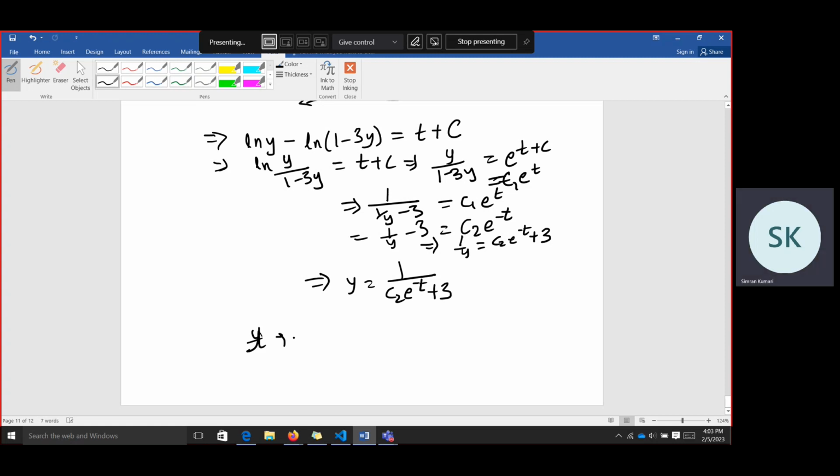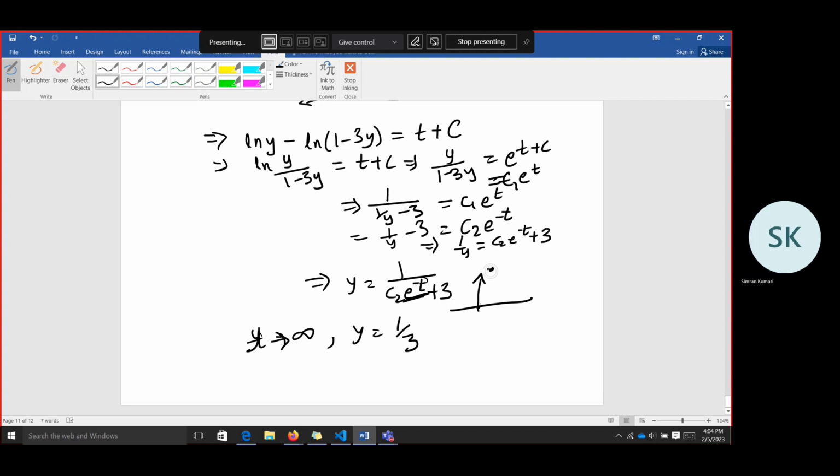Now, as t tends to infinity, like with time, what will happen to the count of predators? So, what will this tend to? This will tend to 0. So, y equal to 1 by 3. So, y was 0. There's some value. It will go decreasing and then it will go to 1 by 3.